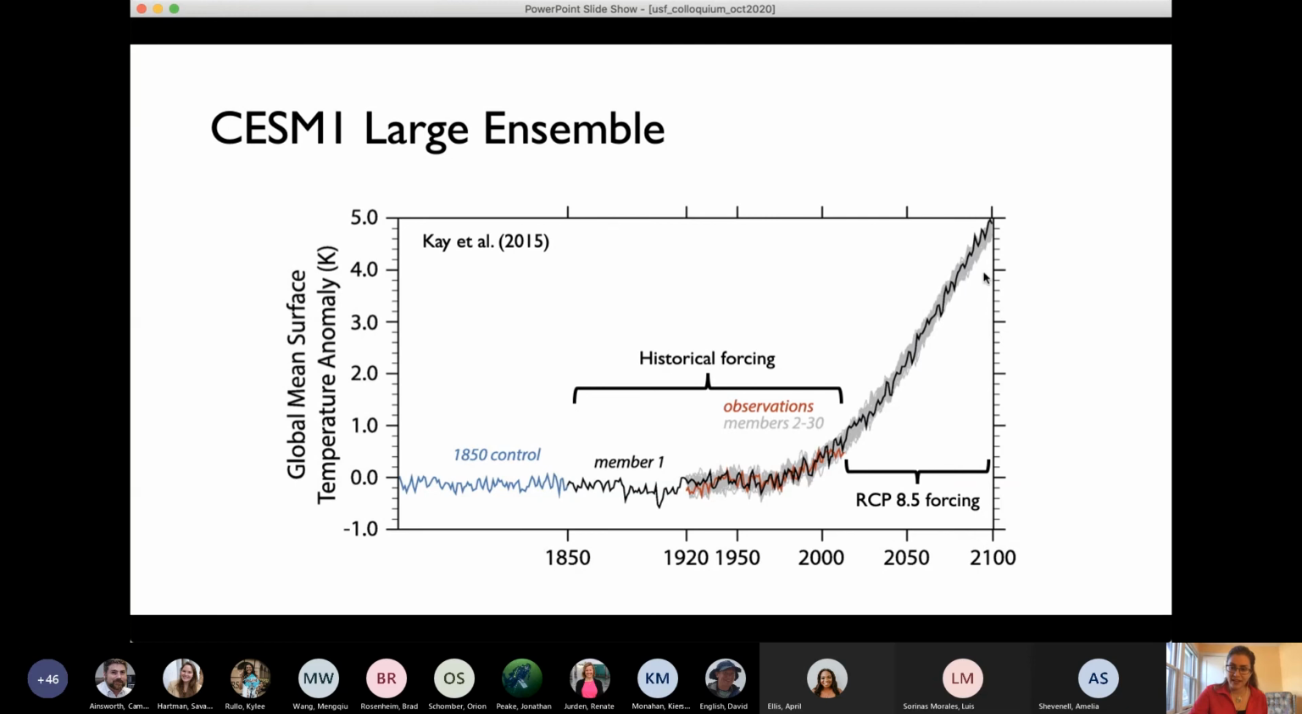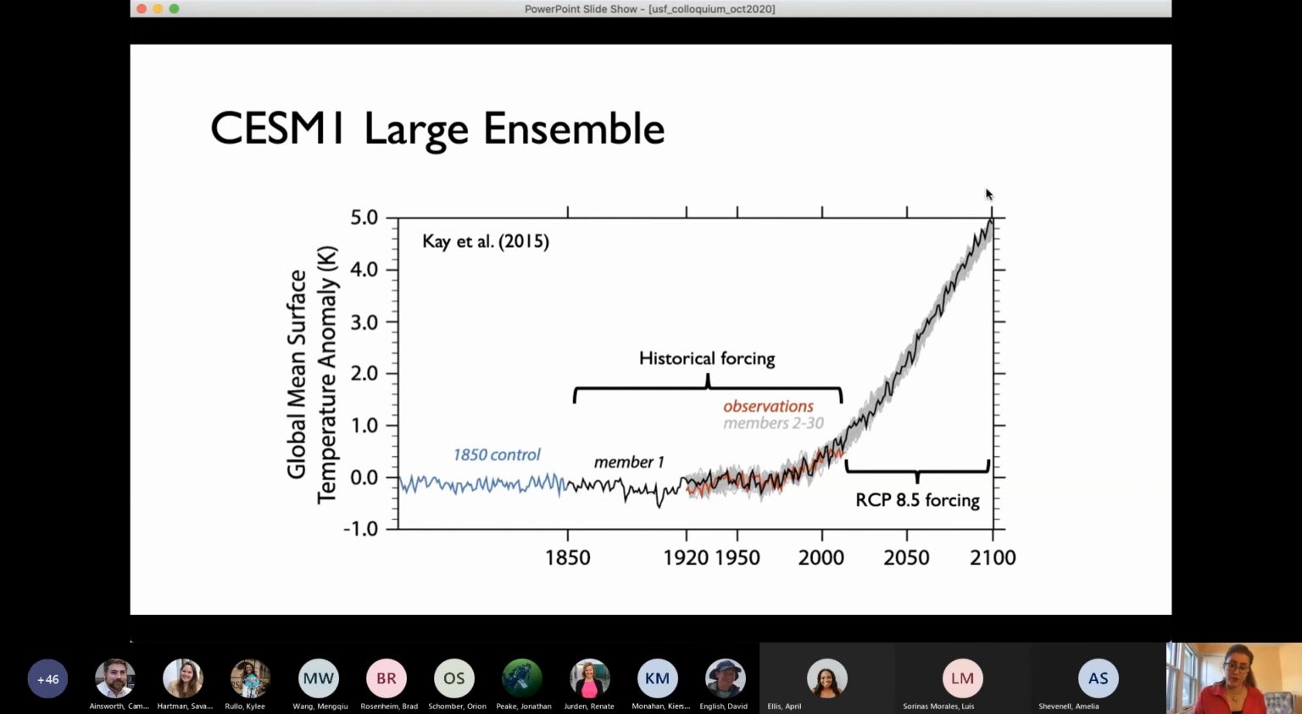And then this black line is just picking out what one ensemble member looks like, while the gray line shows the swath of all of the ensemble members. By having 40 ensemble members, it gives you a very clear, robust quantification of what the possible natural variability could be in the future.